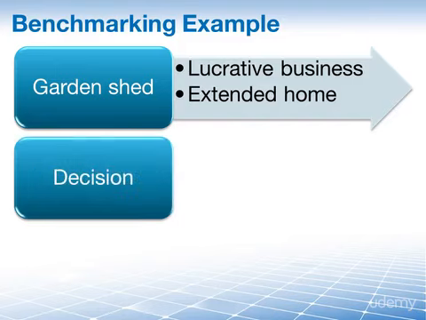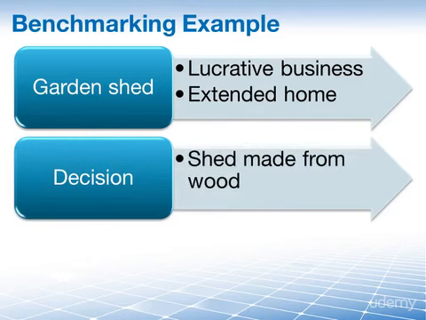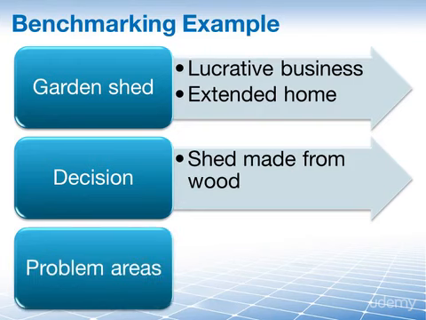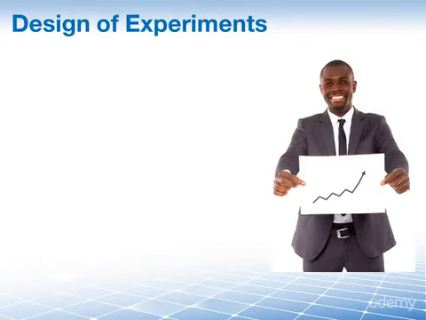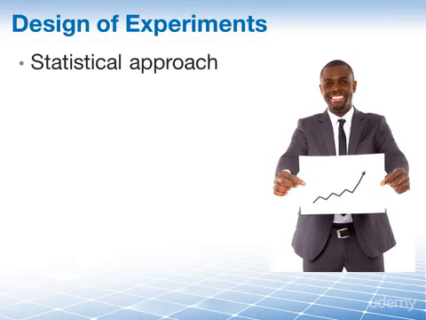So the decision has been made that we want the shed to be made out of wood. But the problem areas that we are experiencing are which woods will deliver the type of homey feeling that we want to convey to our customers. And what about the windows? Are they going to be wood-framed, plastic, metal, single-pane glass, dual-pane glass? There's only one way to figure this one out. Experiment. Design of experiments, also abbreviated as DOE, is a statistical approach that uses data analysis to determine optimal conditions.